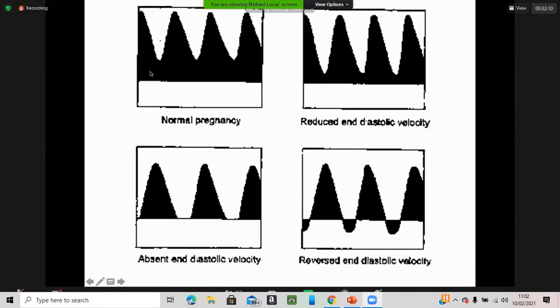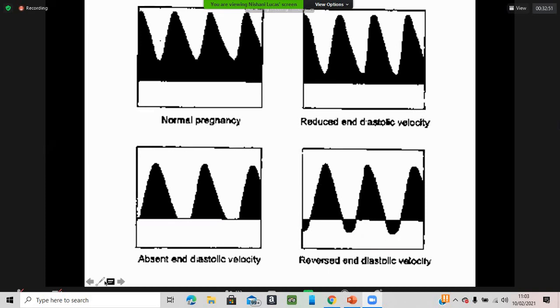So in a normal pregnancy, you can see there is some width from the baseline, and there's nothing going down. But in reduced end diastolic velocity, you can see the height, the blood flow during diastole, has reduced. You can see a reduced height from the baseline. In absent end diastolic blood flow, you see blood flow only during systole, no blood flow during diastole. And in reverse diastolic blood flow, the blood flow is reversed during diastole, right?